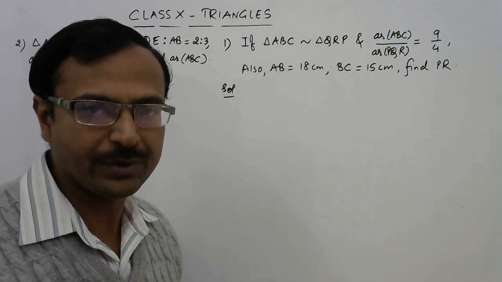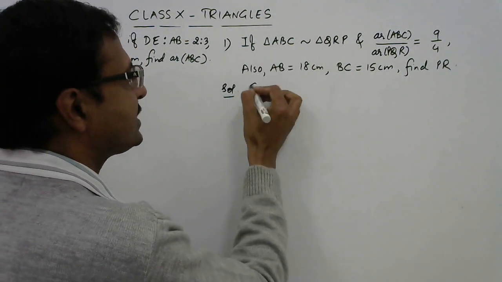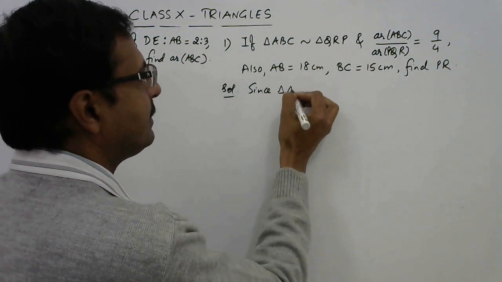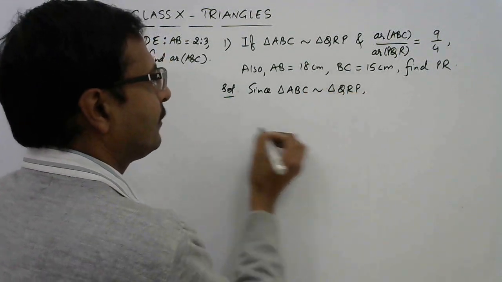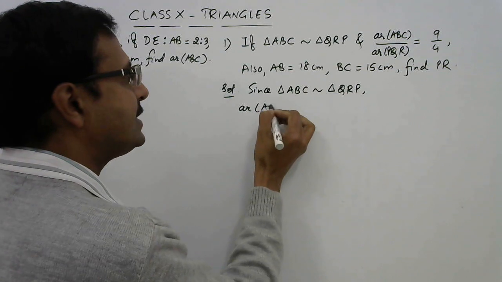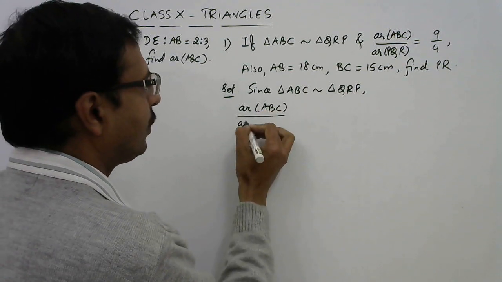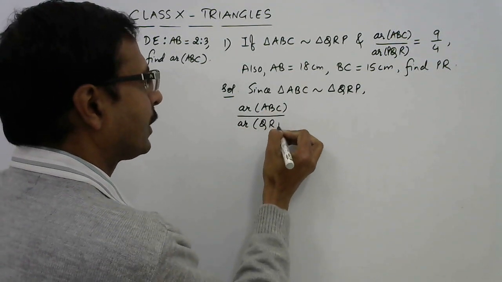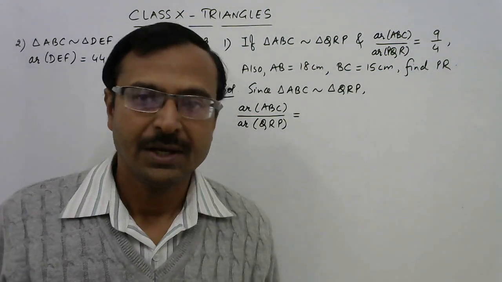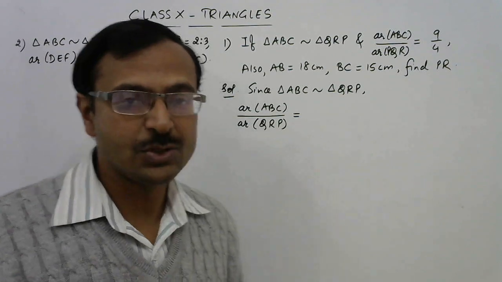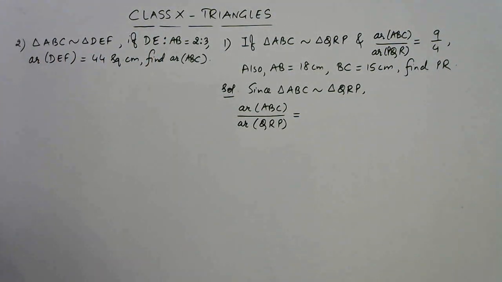This is what we have proved in the theorem. So since triangle ABC is given similar to triangle QRP, therefore area of ABC upon area of QRP will be equal to ratio of squares of their corresponding sides. Now the important thing is which two sides you have to take in order to find the value of PR.